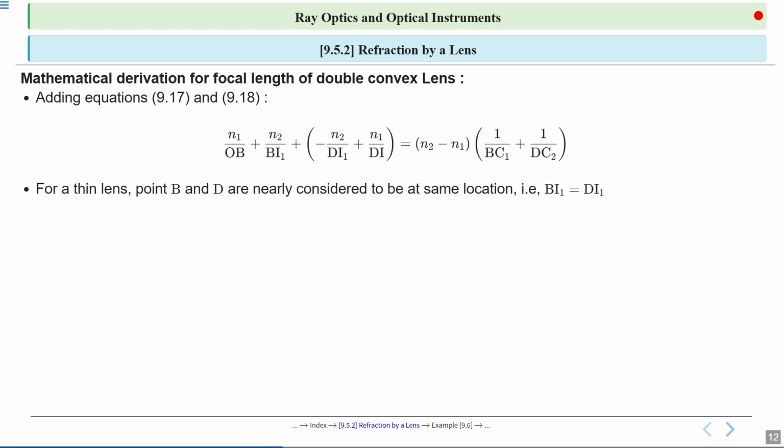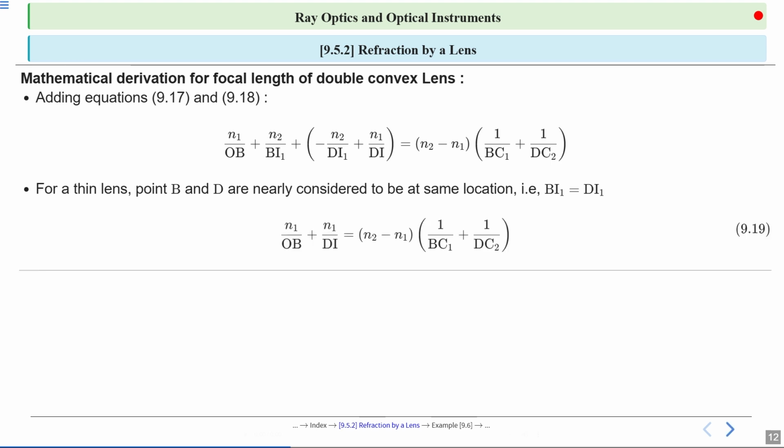So it will become N1 upon OB plus N1 upon DI equal to N2 minus N1, 1 upon BC1 plus 1 upon DC2, marked as equation 9.19. Now we'll put the values according to sign conventions of OB and DI. What is OB? Object distance. What is DI? Image distance. BC1 is the radius of curvature of the first surface. DC2 is the radius of curvature of the second surface.